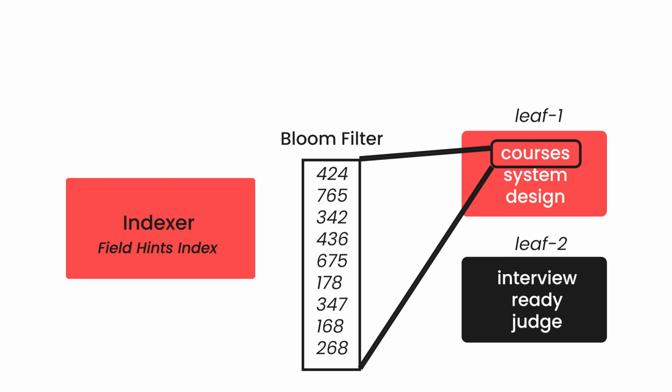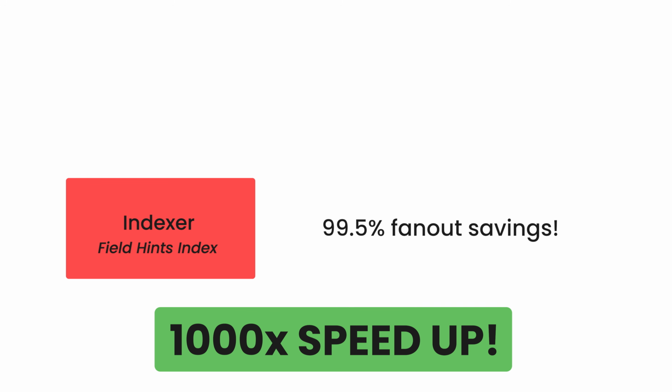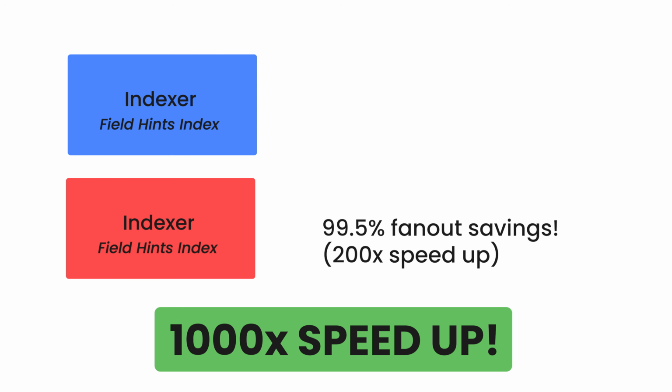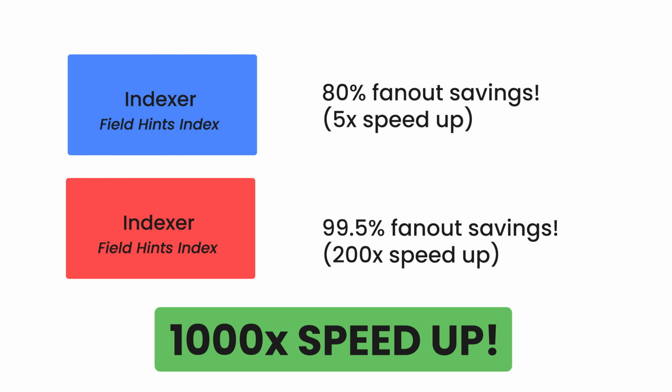If this is the case, we go to the leaf, otherwise we don't. The benefit of this is 99.5% of all leaves are ignored thanks to this field hints index, thanks to this trigram algorithm. So you have sped up your query execution by 200x at the zone level. And on top of that, the root indexer reduces fan out by 80%. So again, you have sped up your query execution by 5x. In total, queries execute 1000 times faster thanks to the indexes. This lets engineers at Google find data blazingly fast.